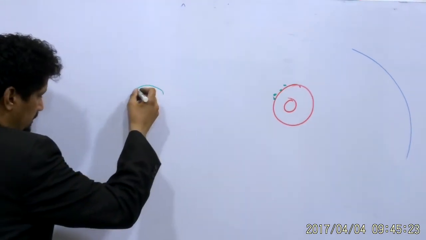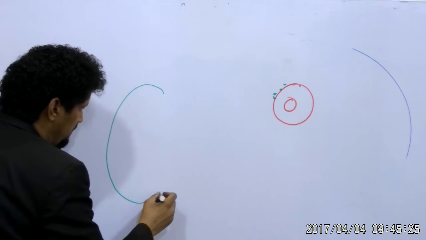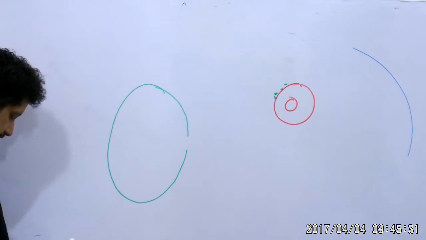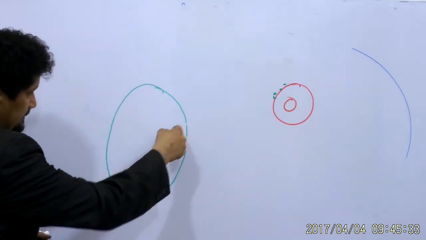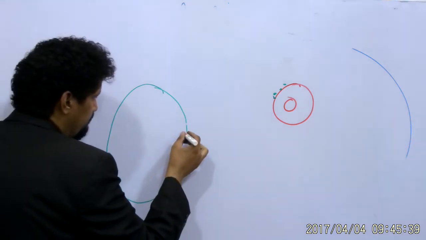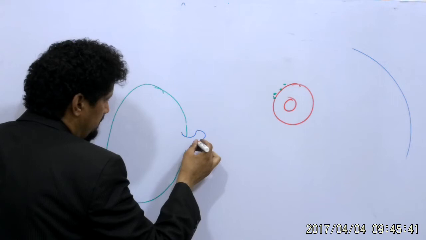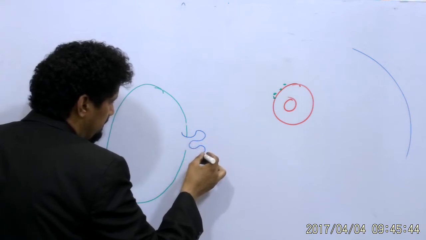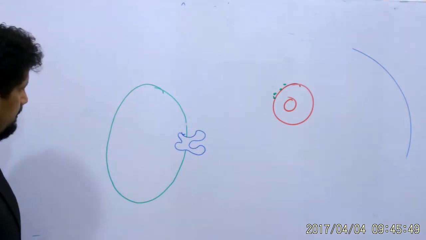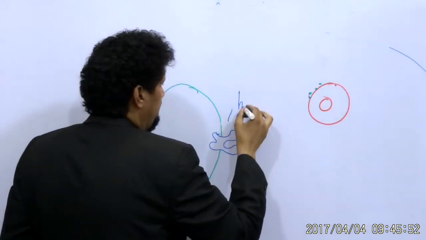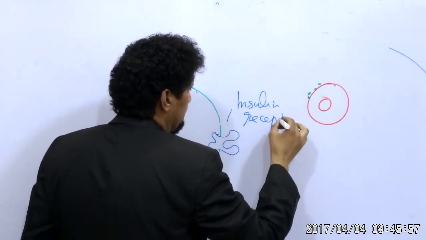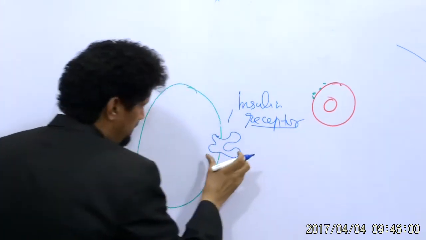So at the cellular level, what happens? Cells have membrane receptors, membrane spanning receptors. This is the typical insulin receptor on adipose cells and muscle cells. It is a glycoprotein.